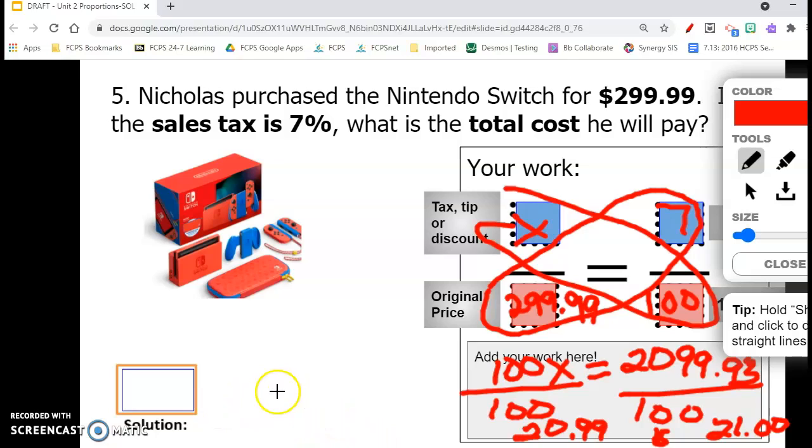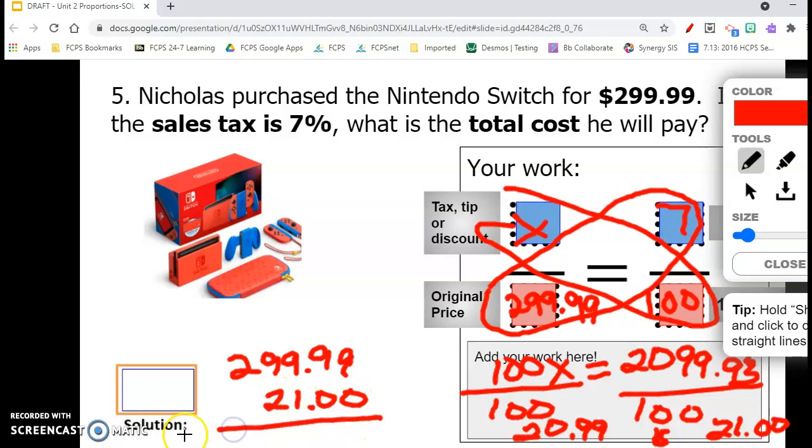But in a two-step process, you need to add the tax to your actual original price. So you have $299.99 plus your $21, which is your tax. You're going to add those together. Your actual total price that you pay is $320.99.